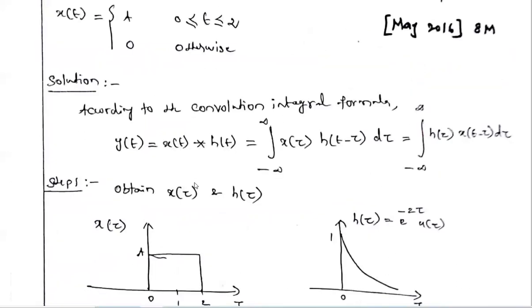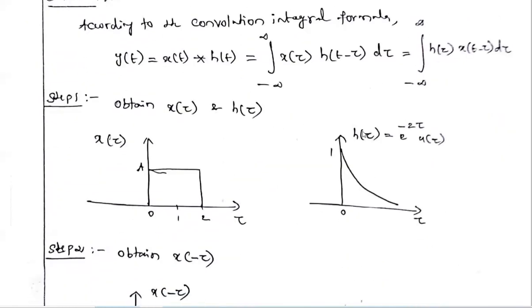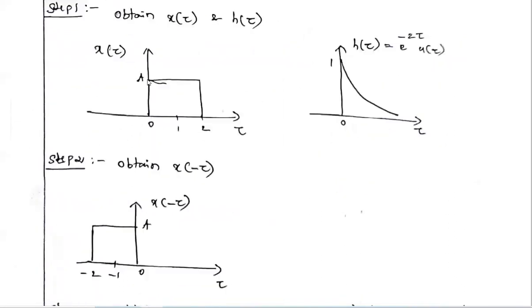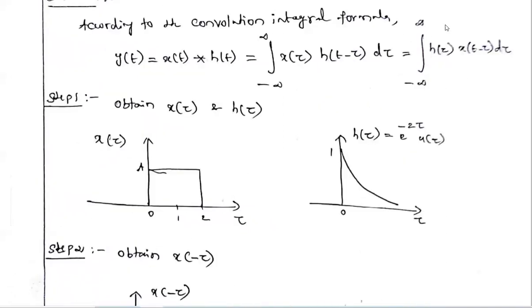And what is h(tau)? h(t) is e^(-2t) u(t), so h(tau) can be written as e^(-2 tau) u(tau). This is an exponentially decaying signal. So we got the x(tau) and h(tau) graphs, and the first step is over. What is the second step? In this, we are going to use this formula. In the previous video, we used the formula x(t) convolved with h(t).